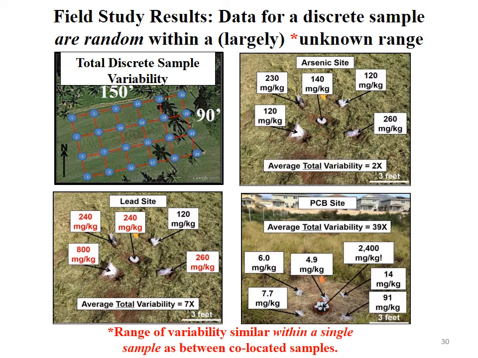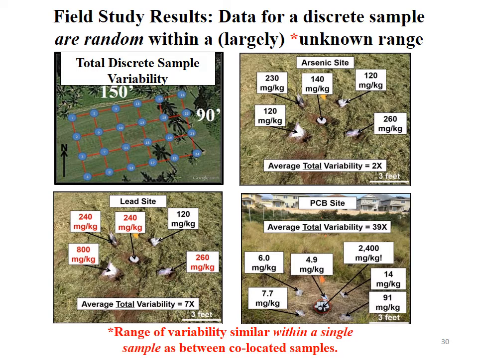At the PCB site, as we predicted, the total variability was much higher. The average was 39-fold. And again, this is just the minimum variability of discrete samples between co-located samples from single points. In this case, one discrete sample was 4.9 ppm PCBs, and then just 1 or 2 feet away, 91 ppm PCBs. So again, very random variability. It's not indicating a trend.